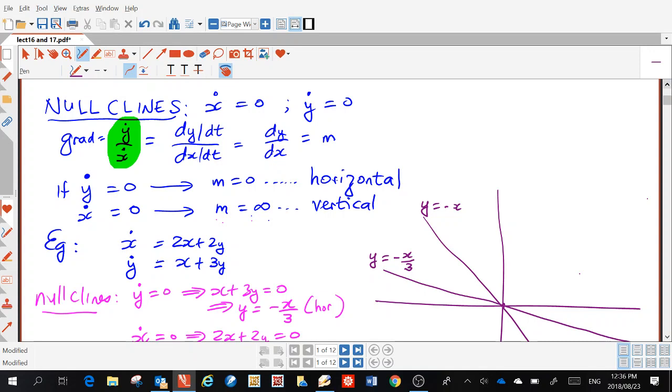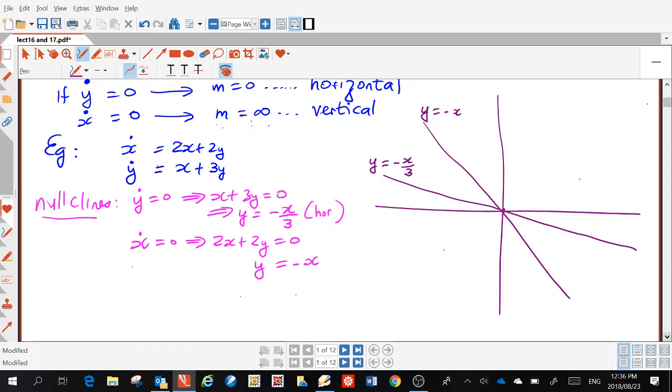So the two lines where this happens: if x dot is 0, 2x plus 2y is 0, and y equals minus x. Y dot is 0 means that x plus 3y is 0, that's y equals minus x over 3, that's this line here. Those are the two lines. That's where the conversation is now, right?